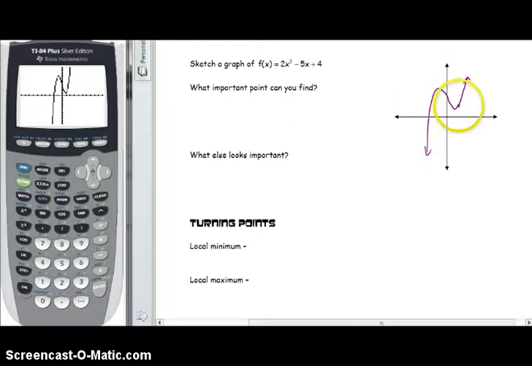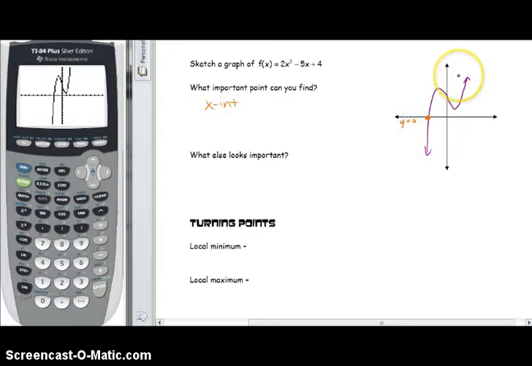Looking at this graph, we need to think about our important points that we can find right away. There are a couple that are super easy to find, and we should know this from our previous chapters. Looking at this, we could figure out what this point right here is. That's our x-intercept. So let's find what our x-intercept is on our graph. To find this, that's the point when our y equals 0.